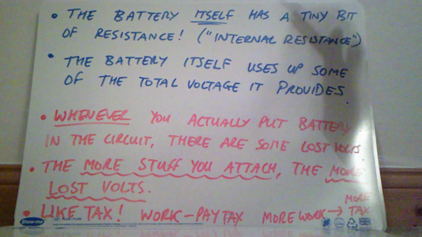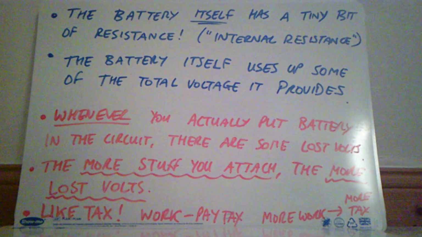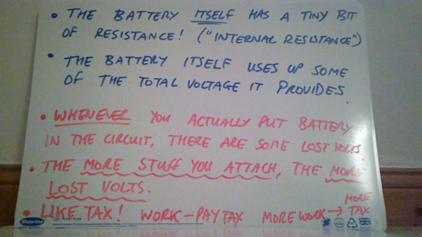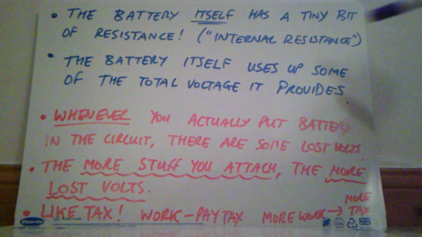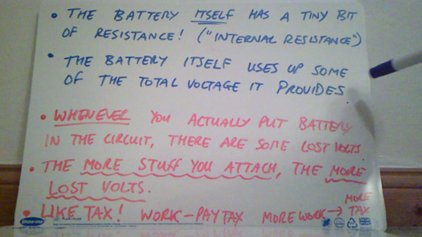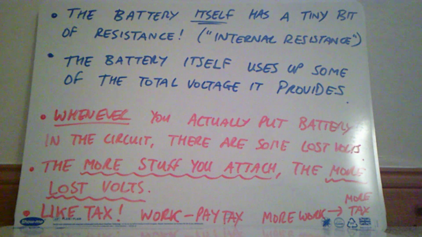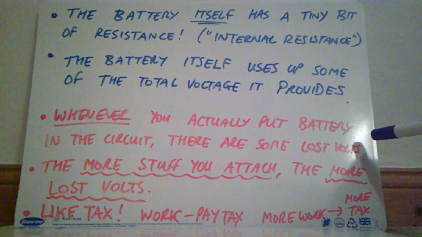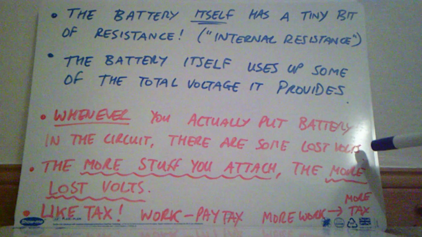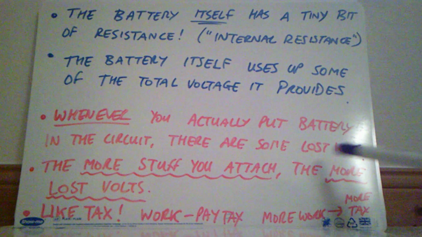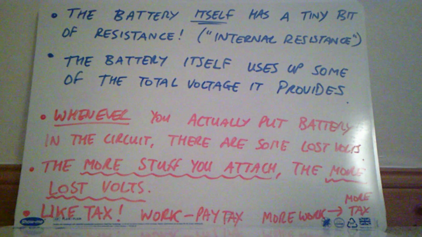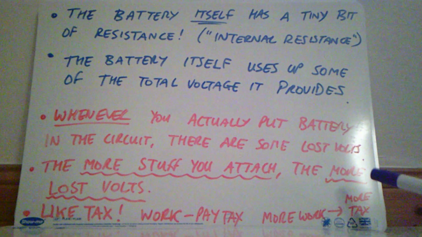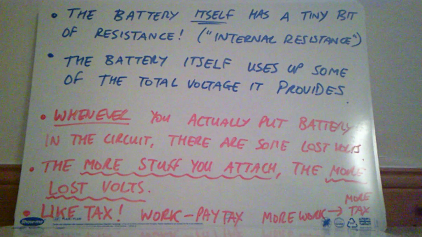Well, the idea is that the battery itself has a tiny bit of resistance. This is known as internal resistance in a circuit. And because of this internal resistance, the battery itself uses up some of the voltage push that it provides. Whenever you actually put a battery in the circuit, there are some lost volts. The more stuff you attach, so the more loops you have, the more current you draw, and the more current you draw, the more the lost volts are.